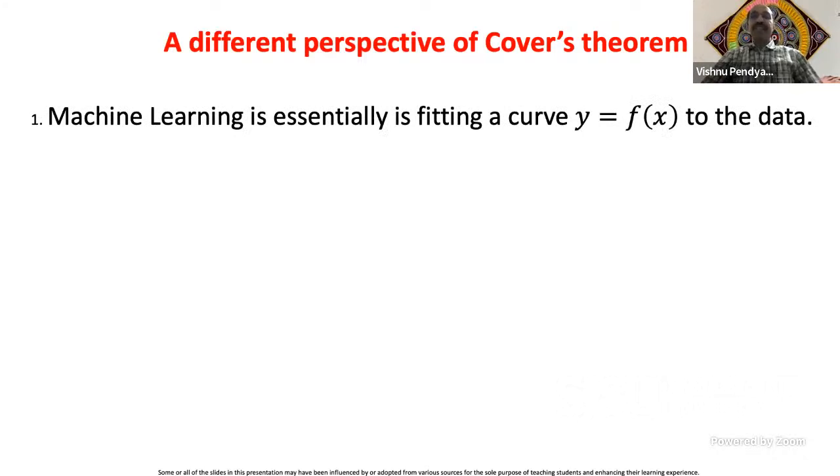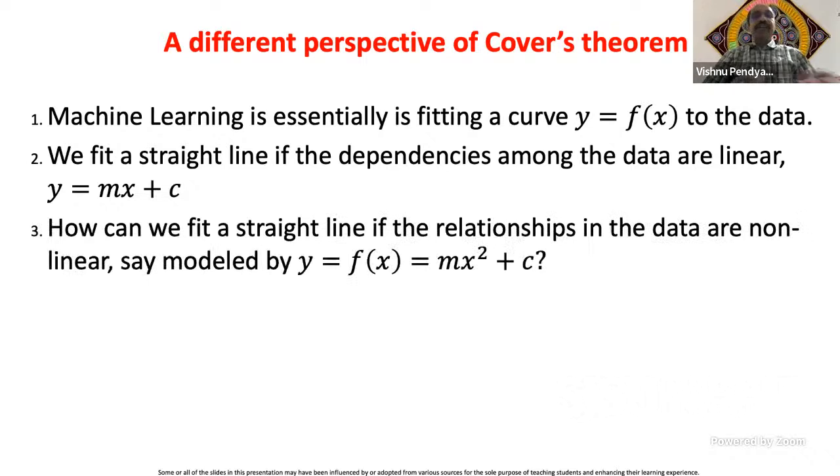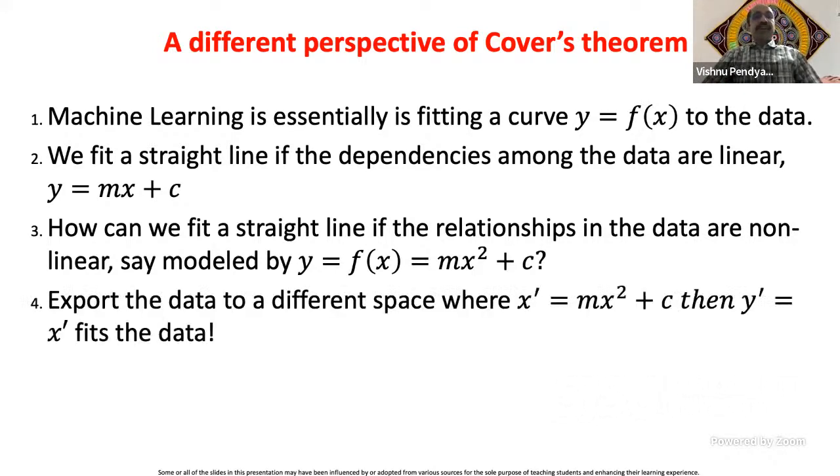Okay, a different perspective of Hilbert's theorem. Essentially, machine learning is all about fitting a curve. In fact, some call it just curve fitting, which we study in mathematics. We fit a straight line if the dependencies among the data are linear, say y is equal to mx plus c. But if the data is nonlinear, say the data can be modeled by y is equal to mx squared plus c, how do we come up with a linear classifier? We basically export the data to a different space where the new x-axis is mx squared plus c, right?